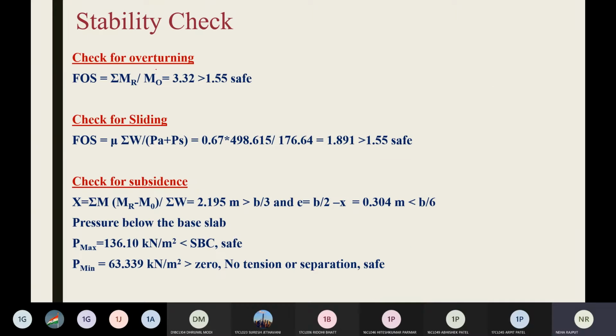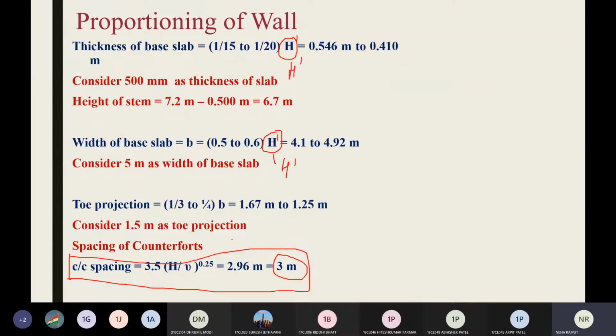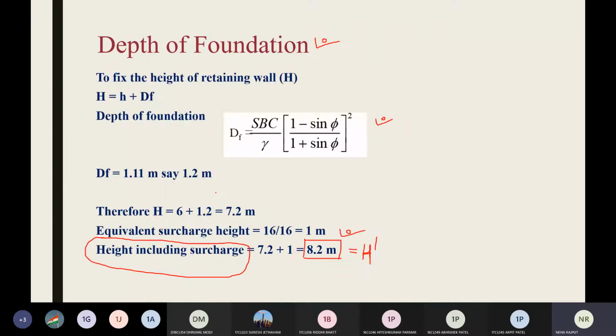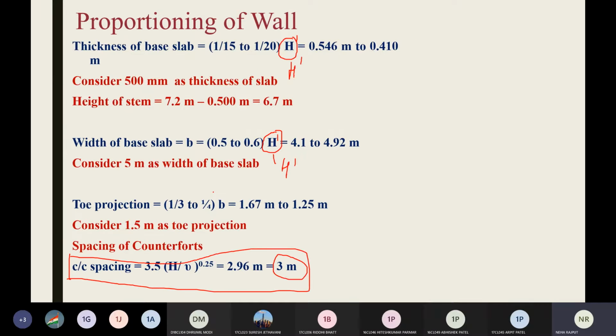And depending on overturning and resistance, first you check for overturning, you will check for sliding, and you will check for uplift pressure. Right, so you are checking that P maximum is less than SBC and P minimum is more than 0. So if these three checks are okay, then you can say that whatever dimension you have provided in your retaining wall, that is correct. So this is all about stability analysis of counterfort retaining wall, which is same as the cantilever retaining wall. There is no change in the process of the calculation of stability analysis and proportioning.